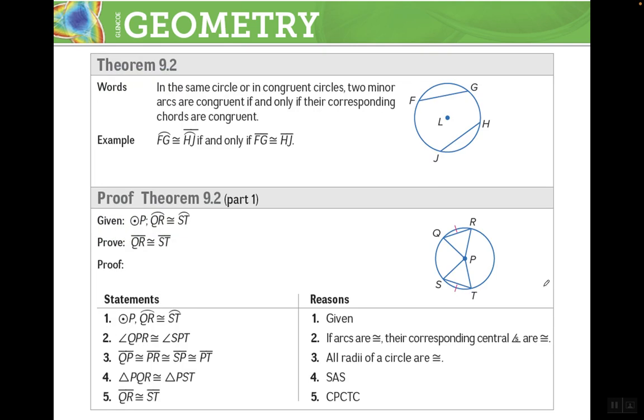So the first theorem is that in the same circle or in congruent circles, two minor arcs are congruent if and only if the corresponding chords are congruent. So if FG and JH are the same length, then you know that the arcs FG and JH are also the same length. And then the converse is also true. If the arcs are equal measures, then your chords are as well.